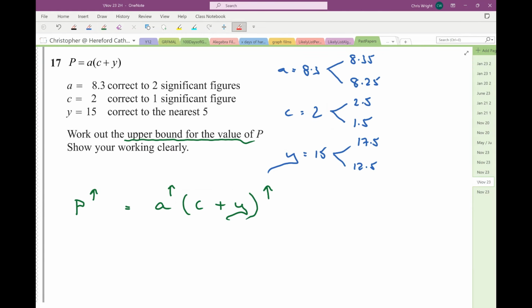So that means that I'm going to want the highest c and the highest y. So in this case, in fact, you want the highest possible value of everything, the upper bounds, which makes a change because normally they mix it up. Right, the upper bound of a.